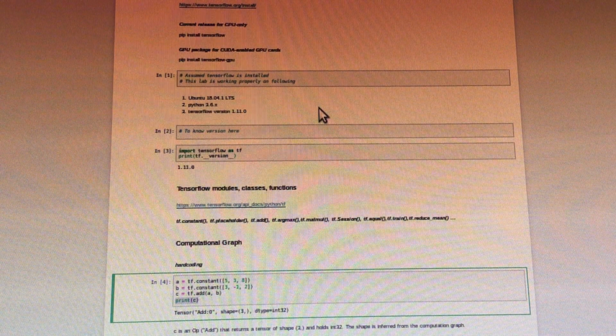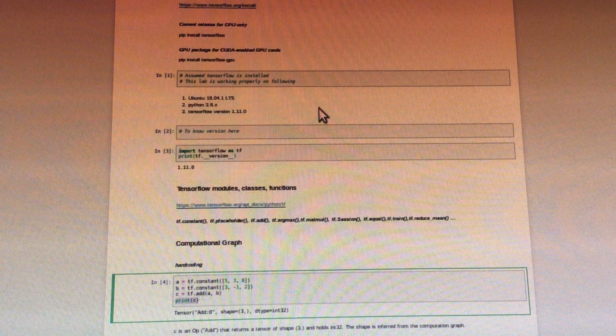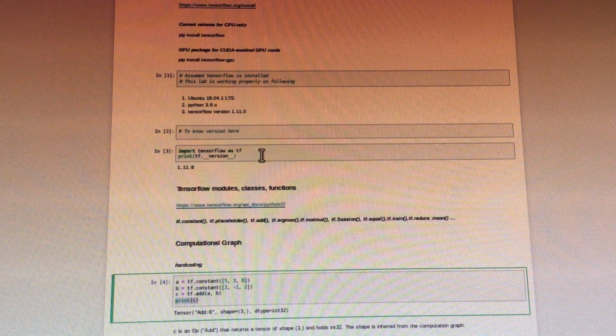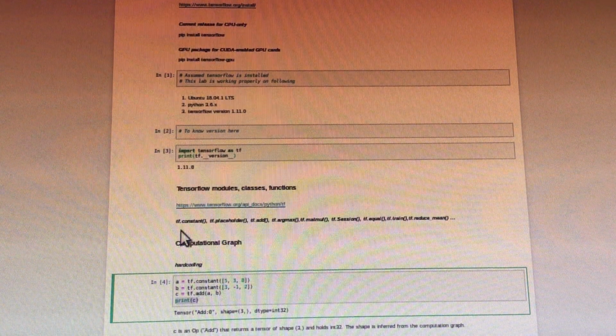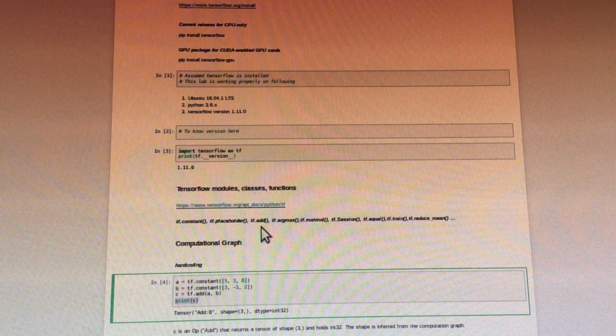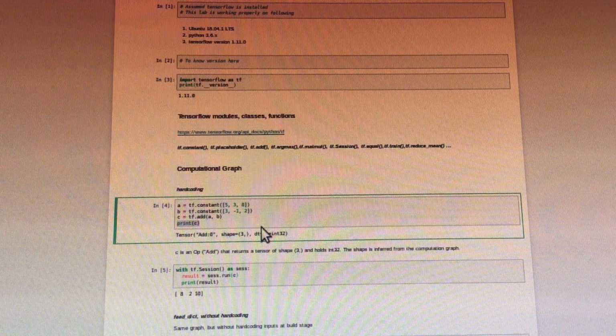Today we will build a single layer neural network and a multi-layer neural network using TensorFlow. We'll import TensorFlow as tf. We'll be using functions like tf.constant and tf.placeholder. These functions are very useful and are used here. So first we will be starting with the computational graph.